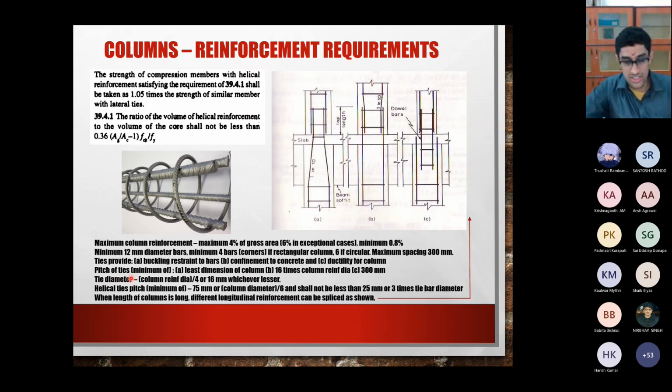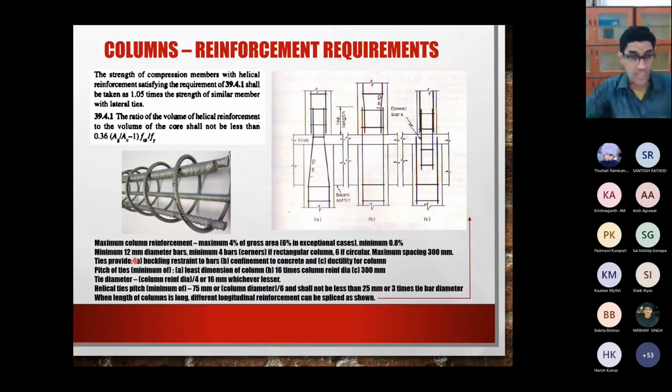The tie diameter also has a restriction. It should be 1/4 of the column reinforcement diameter. For example, if it's a 25 mm bar, 1/4 of that is about 6, or 16 mm. Whichever of these is lesser, the tie diameter should be greater than the least of these. Then the helical ties.